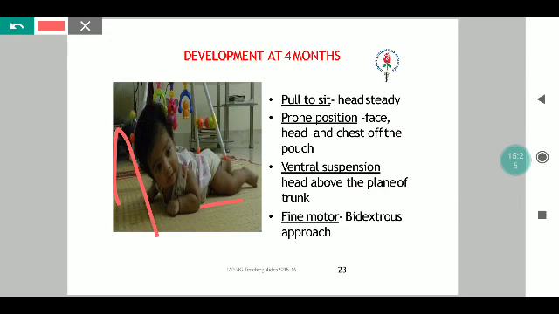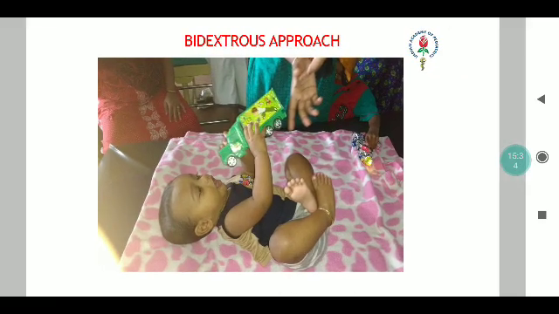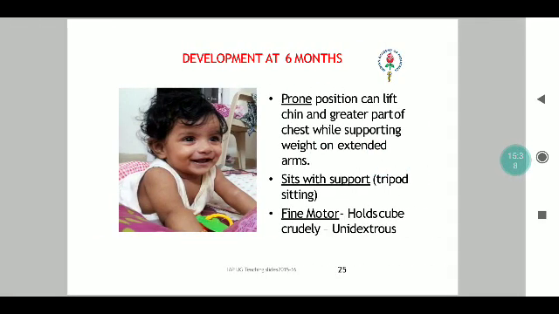On fine motor development, there will be a bidextrous approach by the 4th month of age, as demonstrated in this image where the child is holding on to his toy truck with 2 hands. Now, moving on, by 6th month, the child is able to sit with support in a tripod posture, and there is a crude grasp upon a cube.